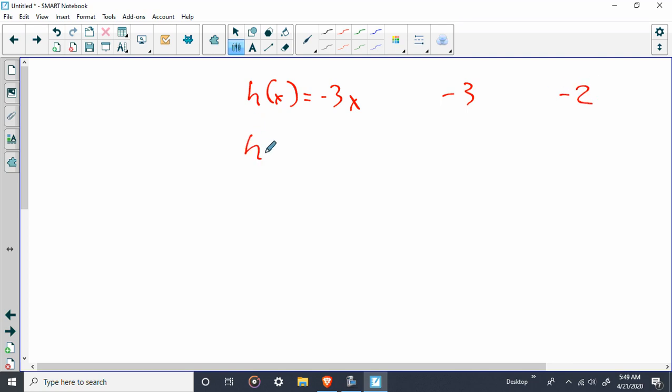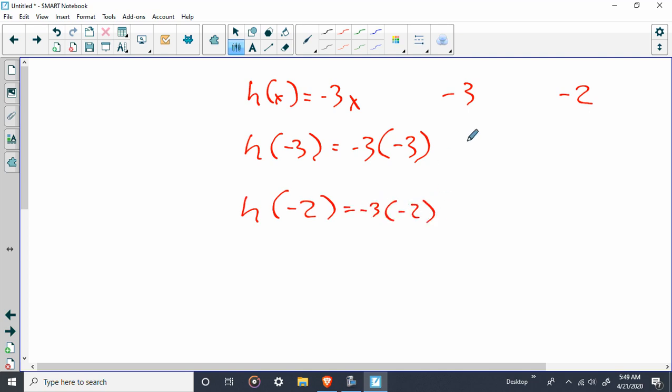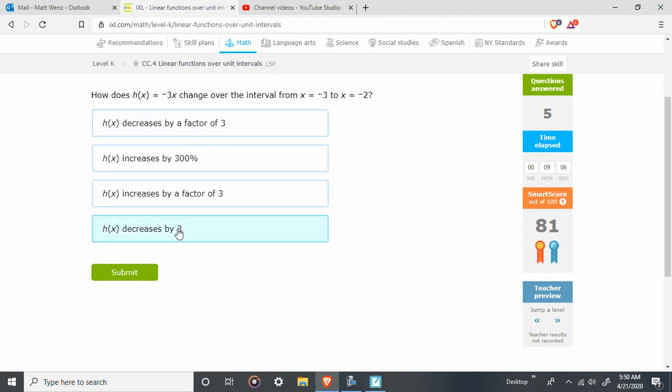So if I said h of -3, all that means is, hey, what's -3 times -3? I'm going to plug in -3, and then they want you to do h of -2, which is -3 times -2. Well, -3 times -3 is 9, and -3 times -2 is going to be 6. So as these numbers went up by 1, these numbers went from 9 to 6, that's going down by 3, which is just going to be this number right here. So it's going to decrease by 3, not by a factor of 3, by 3.